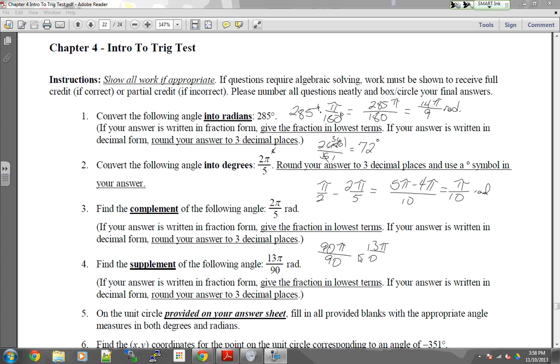And that equals over 90. So 90 minus 13 is 77 pi over 90 radians. Alright, 77 pi over 90 radians. And just leave it like that. You don't have to do anything else with it. Just leave it as 77 pi over 90. Alright, let's keep going.